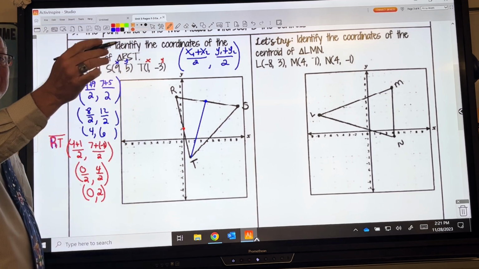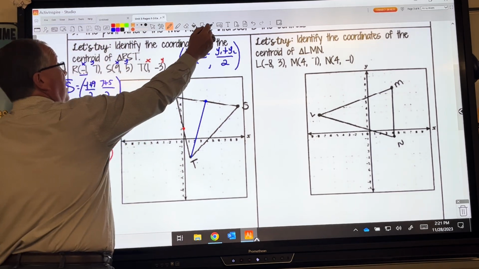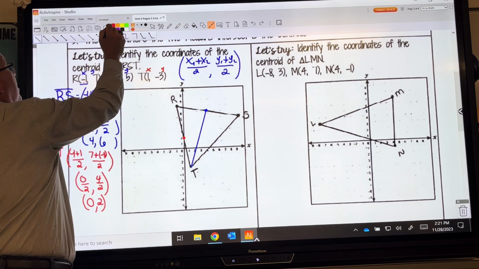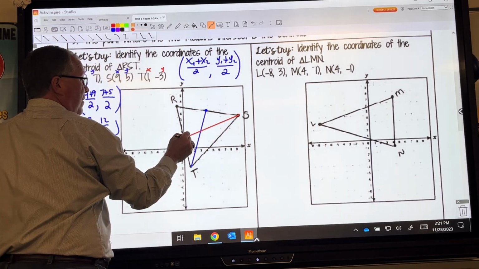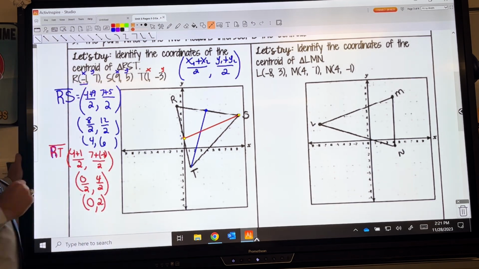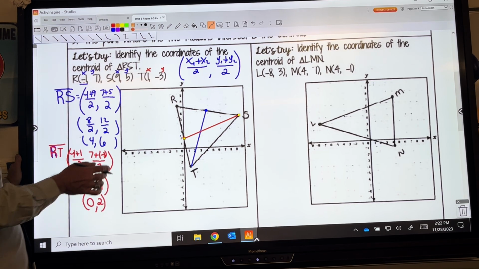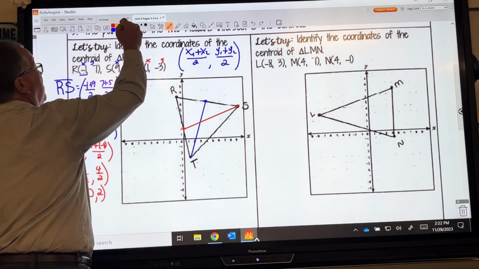Now, I'm going to connect again, using a straight edge. I'm going to use my little line tool here, and go from the vertex over here, S, and take it right over here to 0, 2, okay? Now, if you can see where those two cross, that's great. I'm going to do a third one just to be safe and make sure they all look okay.